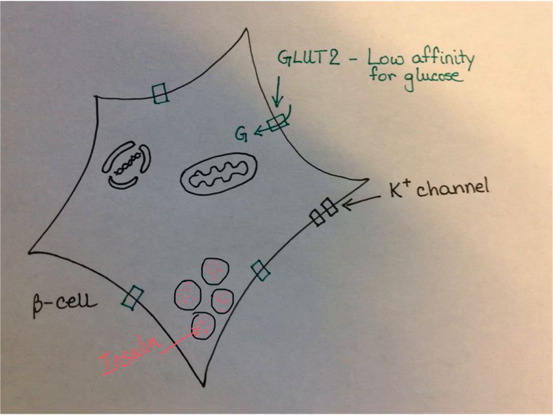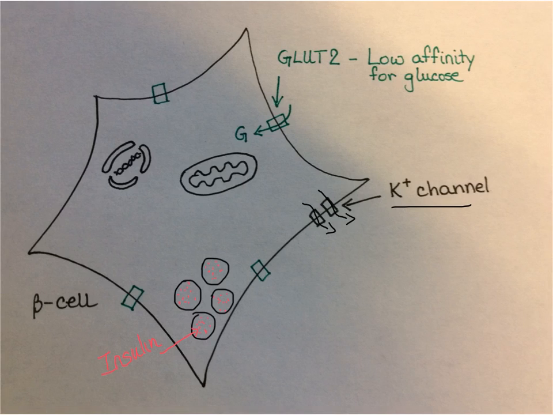Remember that the pancreatic beta cell expresses the glucose transporter 2. It has a low affinity for glucose, meaning that when there are normal levels of glucose in the bloodstream, very little glucose manages to work its way into the beta cell. In addition, there is a potassium channel on the plasma membrane of the beta cell, which allows potassium to move out of the cell under normal conditions.